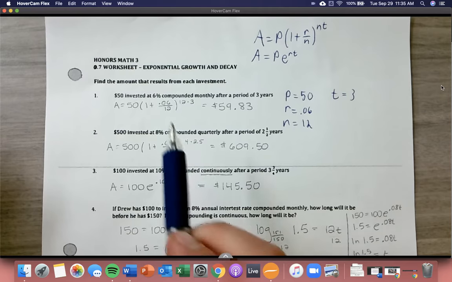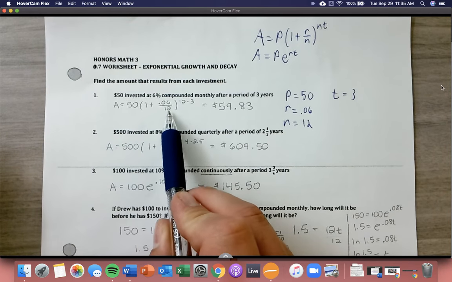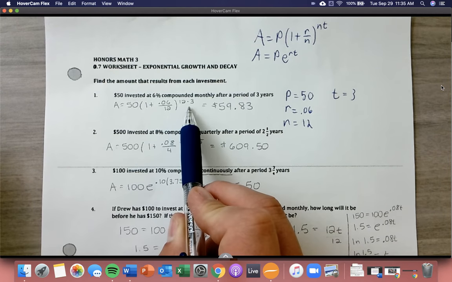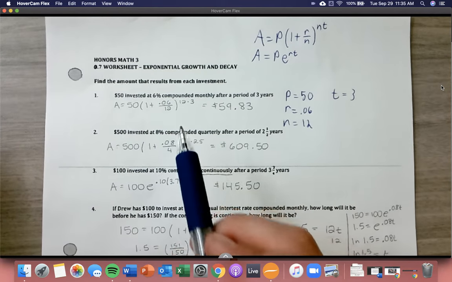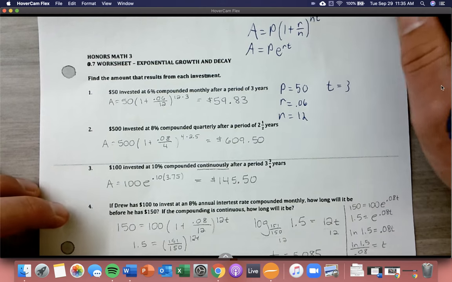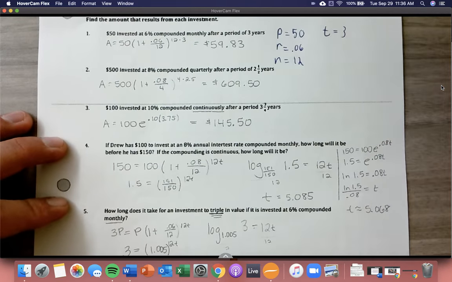All right, so if we plugged all those values in, it would turn into 50 times (1 plus 0.06 over 12), all raised to the 12 times 3 power. And we could plug this all into our calculator, and what we get is $59.83.